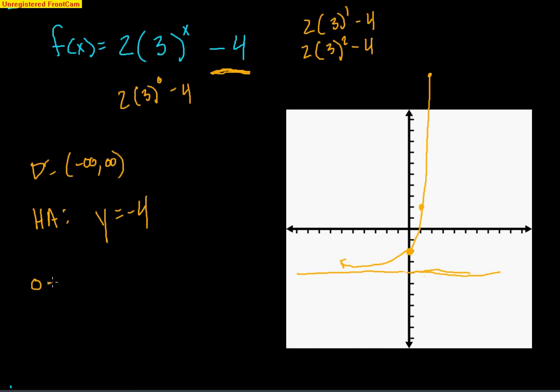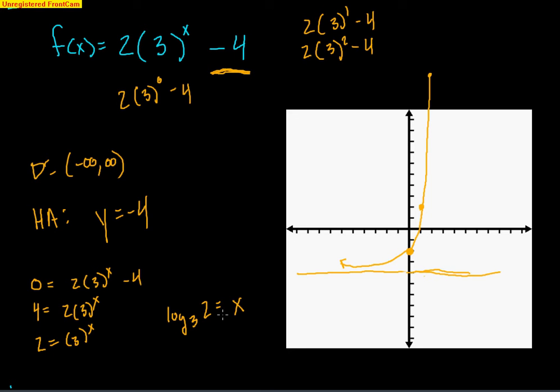Well, just set your function equal to 0. And if we use our skills that we've learned on solving, this should be pretty simple. Add 4 to both sides. Divide by 2. And now I have to use a logarithm. I'm going to say log base 3 of 2 equals x. So log base 3 of 2 is my x-intercept, or my 0.